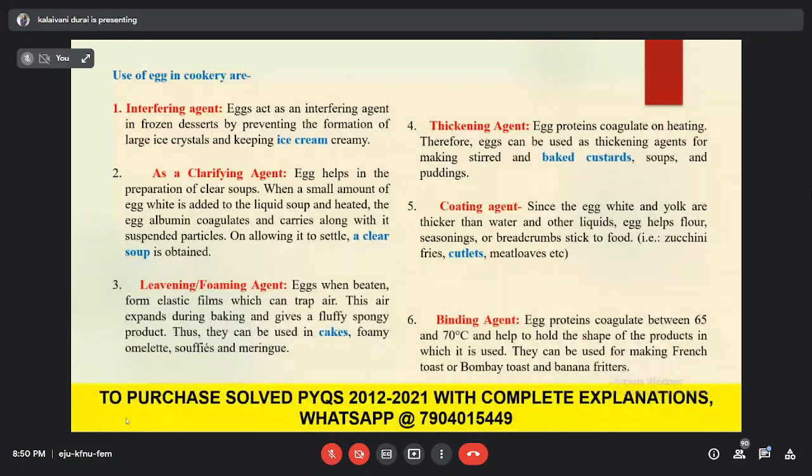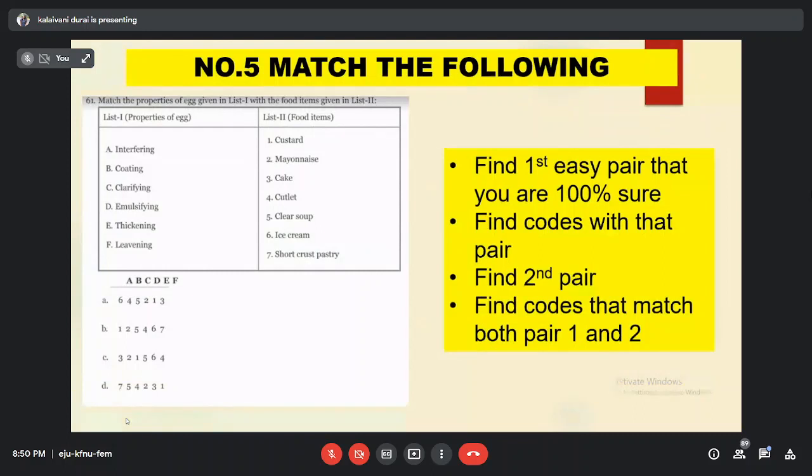Interfering agent जो ice formation होता है, small crystal formation, it helps in avoiding in ice cream. It is used as a clarifying agent in soup. It is used as a leavening or a foaming agent in cakes. It is used as a thickening agent in custards. Then it is used as a coating agent in cutlets, and then binding agent. Yeah, it is used as a binding agent for what is left here. Binding agent in.